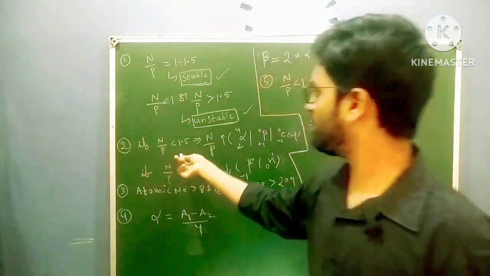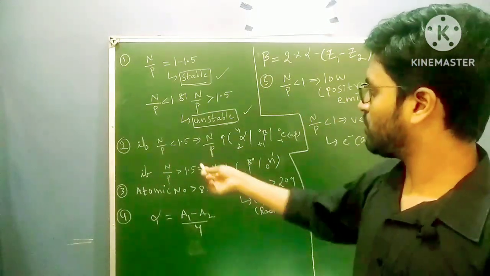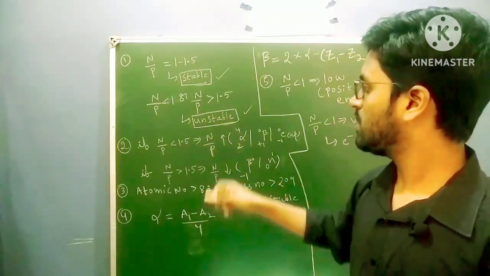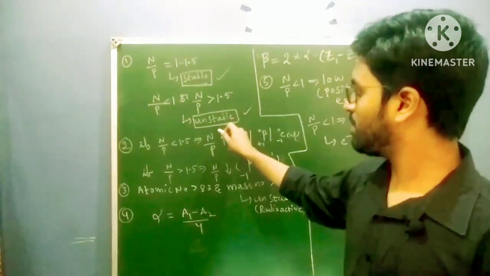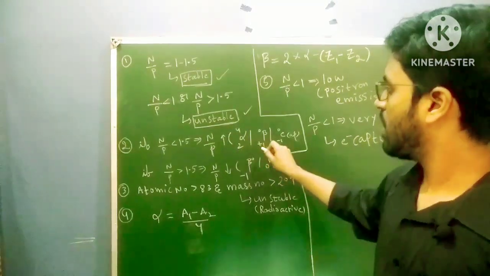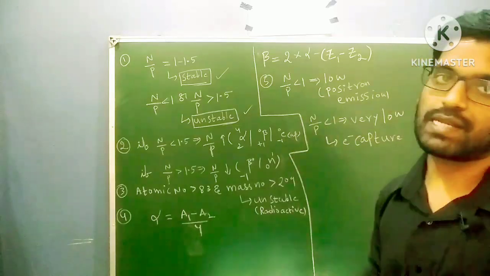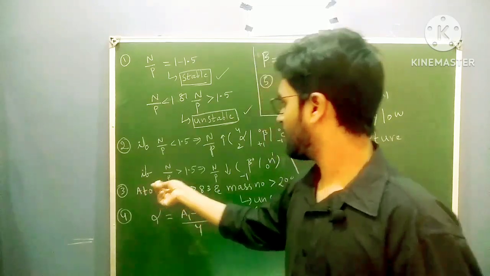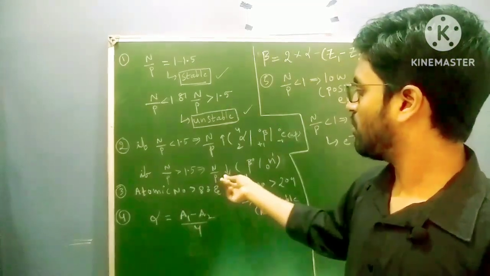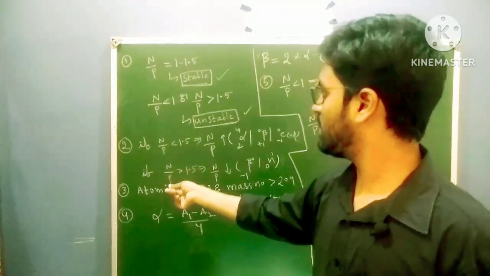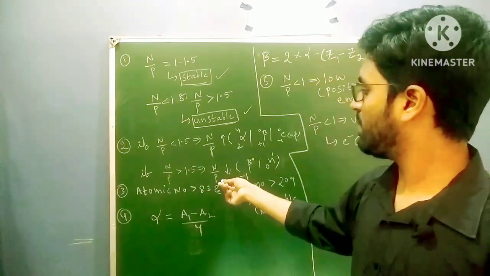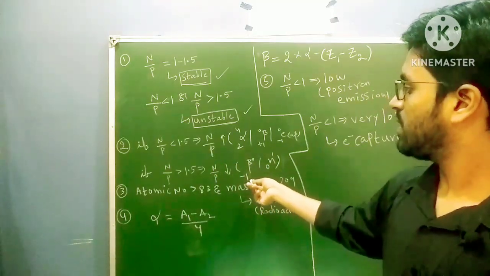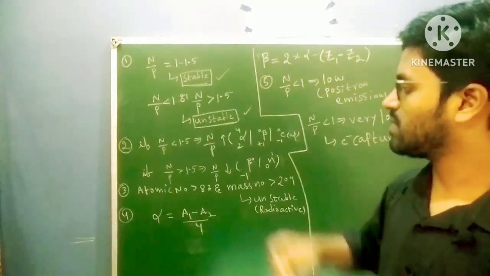Next, second point: if N by P is less than 1.5, what do you have to do? N by P should increase, because whenever N by P is less than 1.5 the nuclei is unstable. To increase N by P, you have to do alpha emission or positron emission or electron capture. Among these three, you have to choose one according to the option. Next, if N by P is greater than 1.5, this is also unstable, so N by P should decrease. To decrease this N by P, you have to do beta emission or neutron emission. This is the second point.